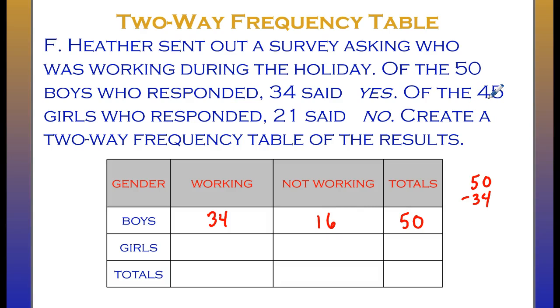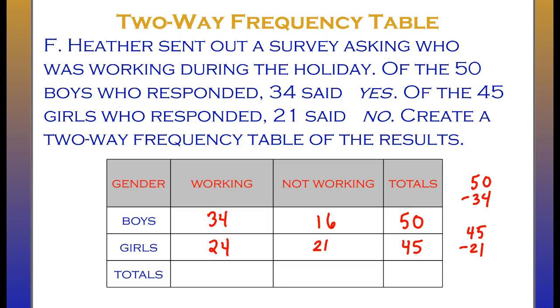Of the 45 girls who responded, so I know that girls has a total of 45, 21 said no, they were not working. So I know that 21 said no. So 45 minus 21 gives me a total of 24 girls that are working. So it says create a two-way frequency table of the results.